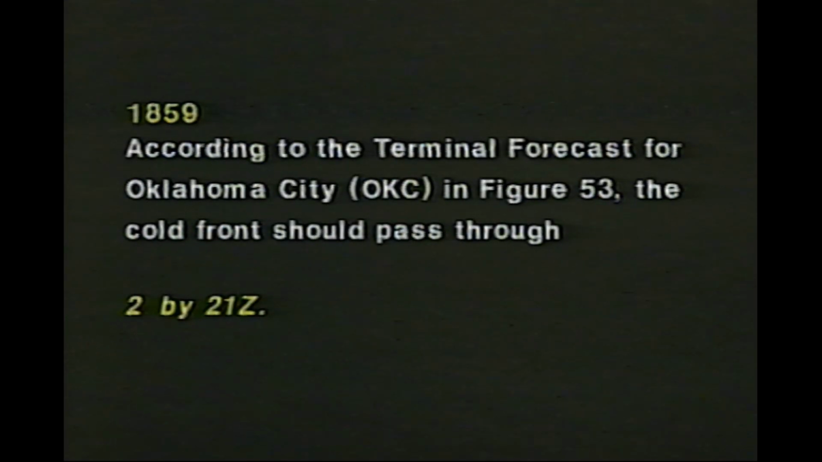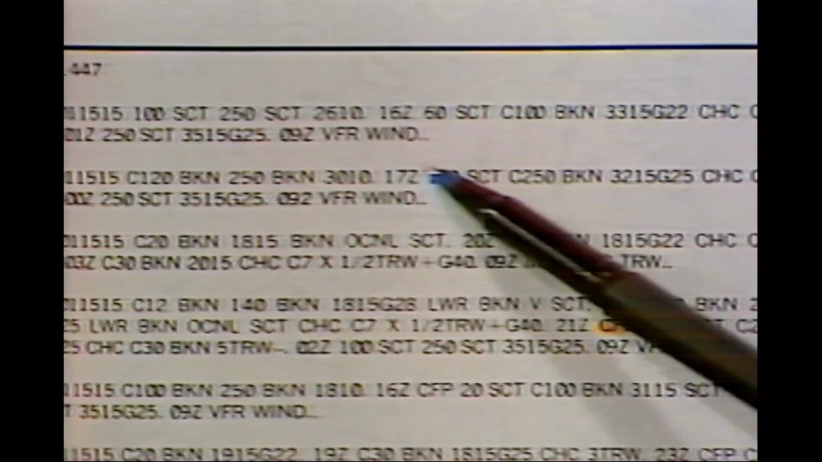That's answer 2, by 21Z. 860. What wind conditions are expected at Hobart, HBR, at 1600 Zulu? Let's look at Hobart, HBR, and find the terminal forecast here.